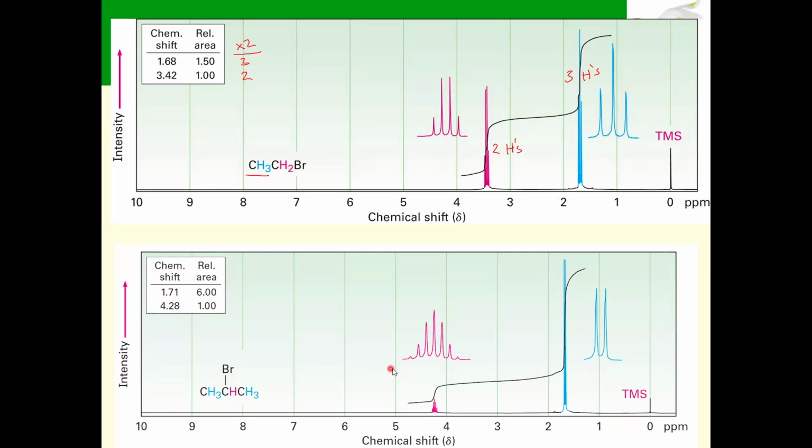So it should split into n plus 1. It should split into 7 peaks, and it does. 1, 2, 3, 4, 5, 6, 7. Now the first peak and the 7th peak are really small, but they're there, and it fits that pattern in terms of the peak height for each contributor. Okay, so we got a septet and a doublet. So that matches the structural features that we would expect for a compound like this.